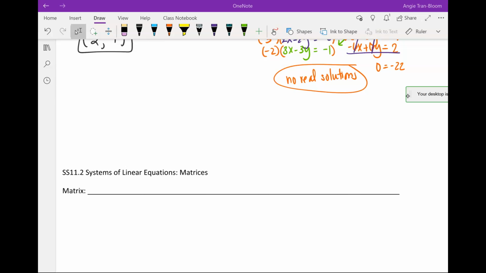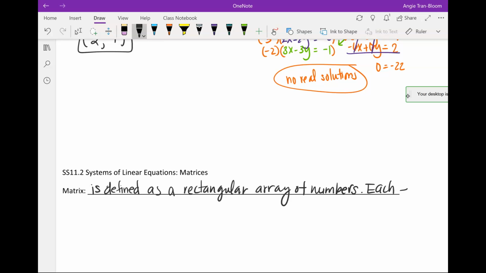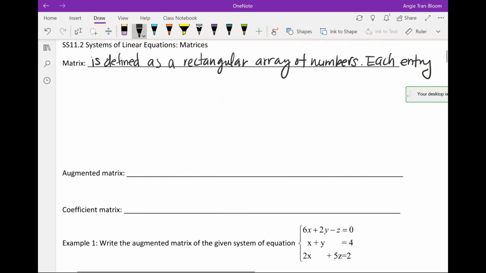So, the definition of matrix is defined as a rectangular array of numbers. Each entry, we're going to call it a subscript i, j. So each entry, a subscript ij, where i is the row and j is the column.